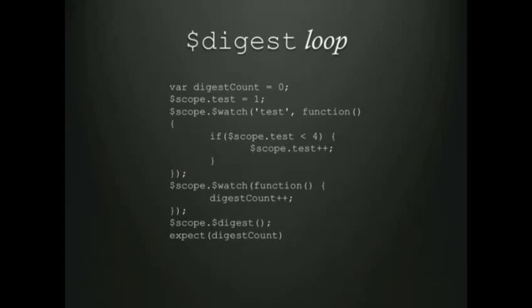So I'm setting the digest count to 0, setting test equal to 1, setting a watch on that value. In my callback, I'm saying if scope.test is less than 4, increase scope.test by 1. And then I'm going to watch how many digests happen. Going to execute a digest, and now I'm going to expect digest count to be what? Any guesses? 4. Yep. It's going to, because it actually digested 4 times there in order to update the value and to actually stabilize.